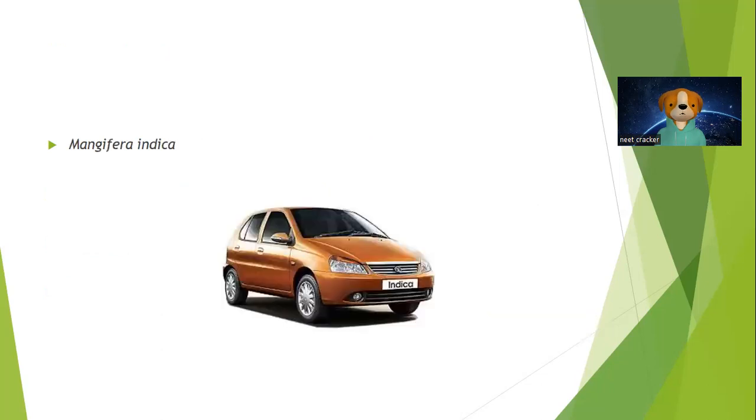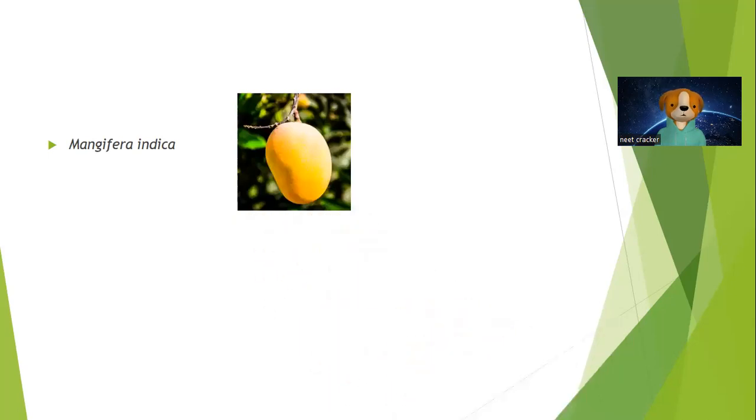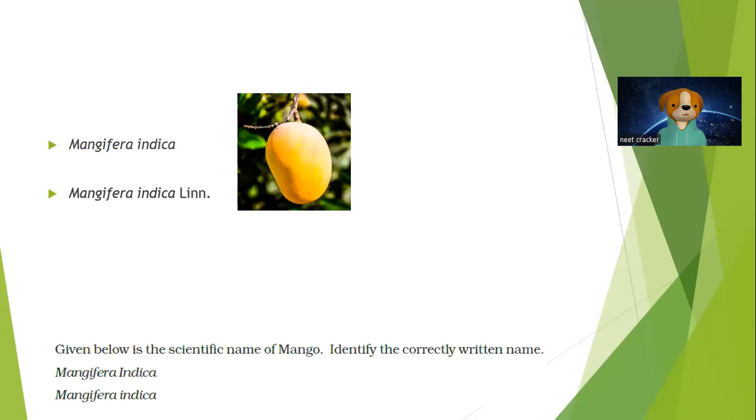So, when we talk about Mangifera indica, we are not talking about this orange colored Indica. We are talking about this delicious king of fruits, the Mangifera indica. Here, the first name, Mangifera, indicates its genus, and the second name indicates its species. Also, sometimes the name of the author will be added as a suffix. Here, we can see that the naming is done in italics.